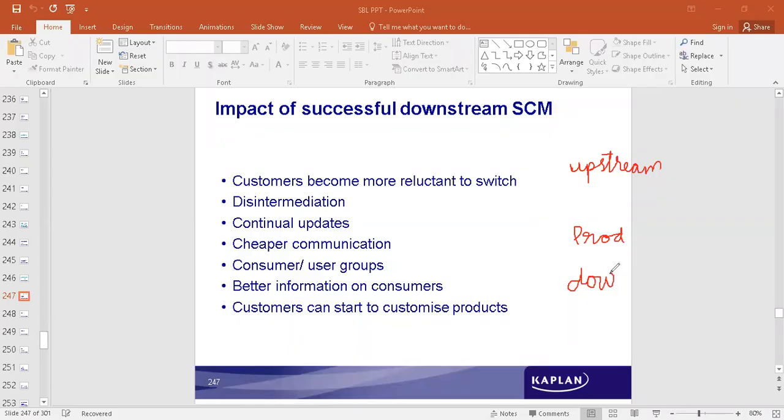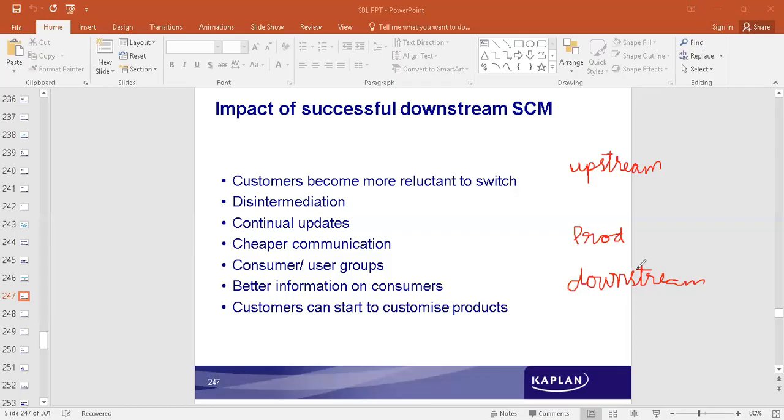Production is the main operation. Activities taken up before production are called upstream. Activities taken up after production are called downstream. Now, impact of successful downstream supply chain management. In supply chain, procurement is part of upstream. After the procurement, production happens. After the production, the downstream happens. Okay. Customers become more reluctant to switch. If the supply chain activities happen on the electronic platform, customers become more reluctant to switch.